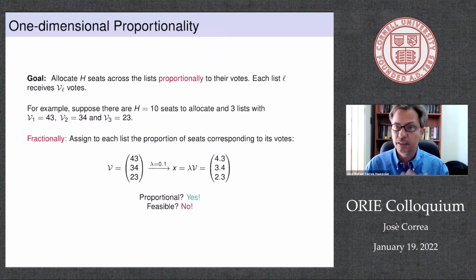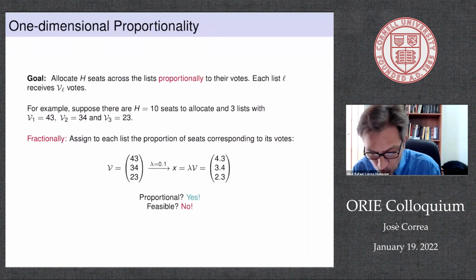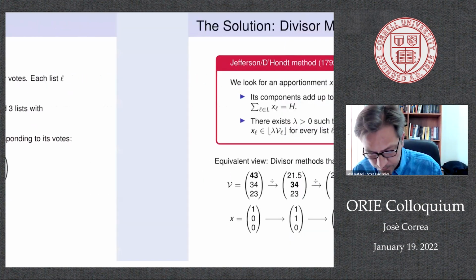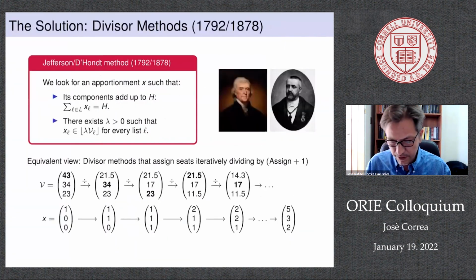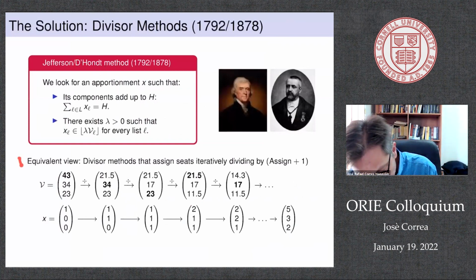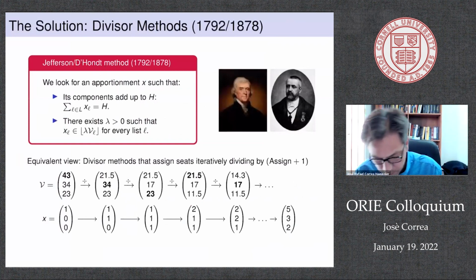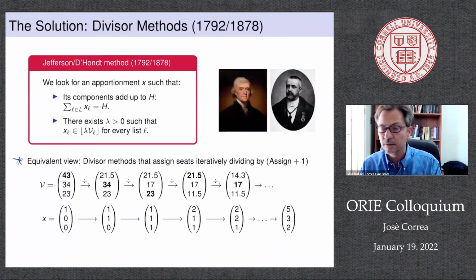So what do you do to make it integer? For this, we go back to Jefferson, who already came up with the idea of what are called divisor methods. Let me start with this equivalent view here. In the US, to allocate the number of seats for states in the House, you use a very similar approach. You use what is known as the Huntington method, not the Jefferson method. The Jefferson method was used in the US until, I think, the 1930s or something.